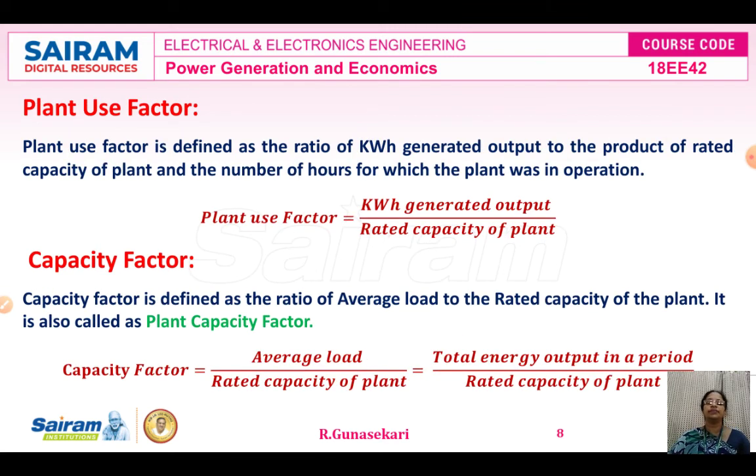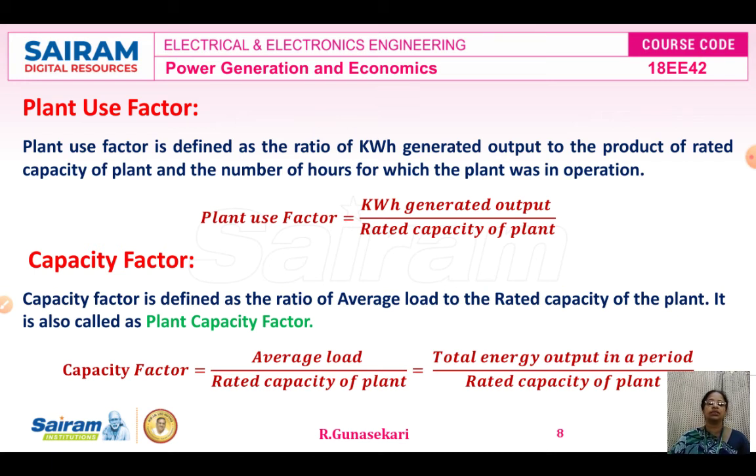The next factor is plant use factor. The plant use factor is defined as the ratio of kilowatt hour generated output to the product of rated capacity of the power plant and the number of hours for which the plant was in operation. This is very important. By using this formula only we have to calculate the plant use factor. This term is used in the power plant.